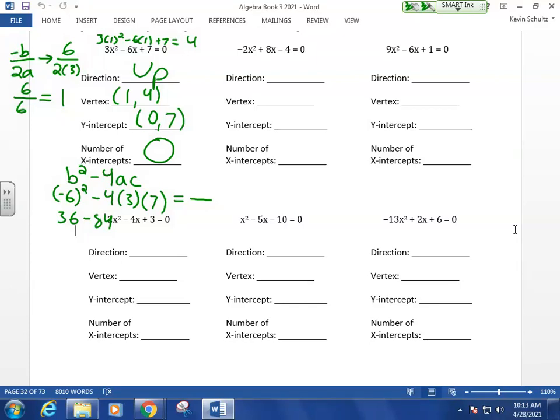Let's look at the third one, just to give myself more space to write here. 9x squared minus 6x plus 1 equals 0. What can you tell me about the direction of the parabola and its y-intercept? Morgan? We're on the third one. It's going up because that a term is positive. And what is the y-intercept? Carolyn? Positive 1, 0, 1. Okay.